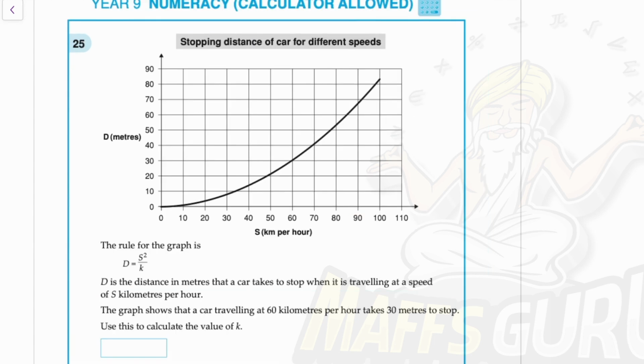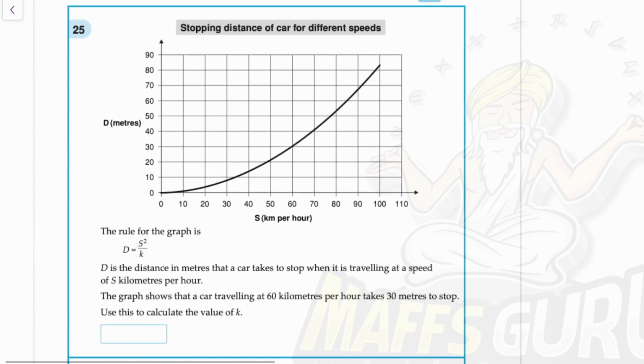Stopping distance of cars at different speeds. The rule for the graph, have I got all of this on there? Yeah, pretty much. The rule for the graph is that D is the distance in meters that a car takes to stop when it's traveling at a speed of s kilometers per hour. The graph shows that the car traveling at 60 kilometers per hour takes 30 meters to stop. I use this value to calculate K.